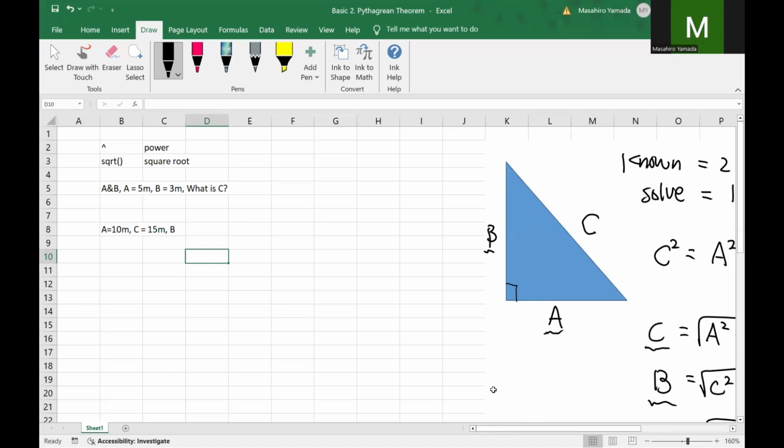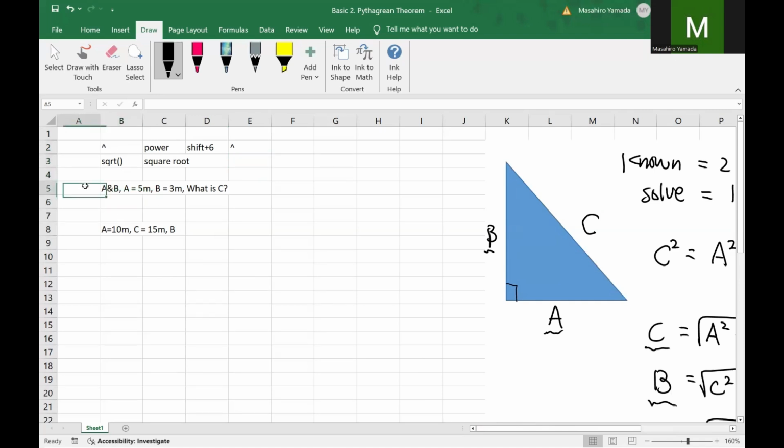Now you're ready to do the calculation using Excel. Two functions you need to know are the power function, which is shift plus 6. If you press down shift and press number 6, you can type in this key. And the square root function is sqrt.